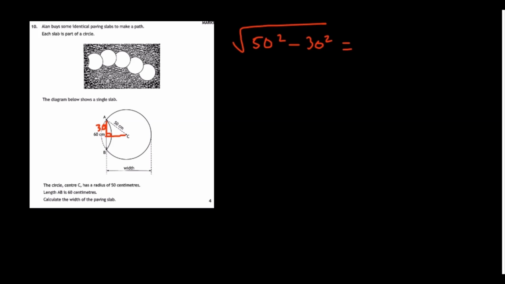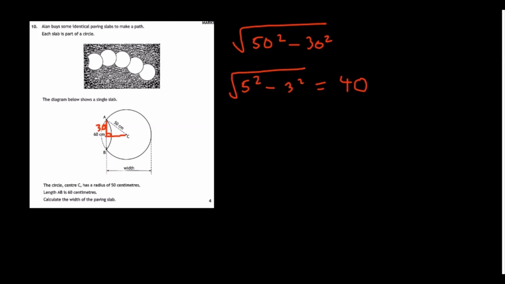And that would give 40. And there's a trick you can use if you find this a bit hard to calculate. So you can just reduce it to these numbers, and that gives 25 minus 9, so that would be root 16, which is 4. And then you can just stick a 0 back, so that would be 40.